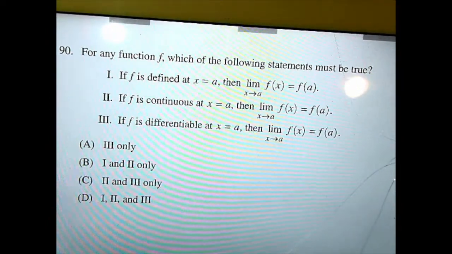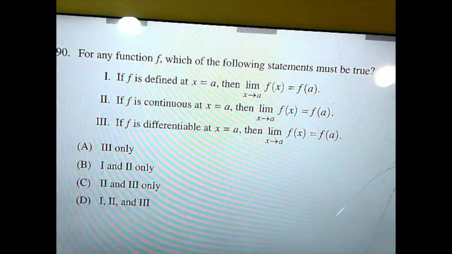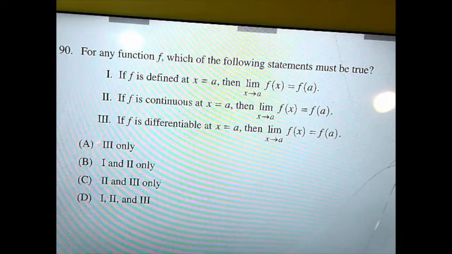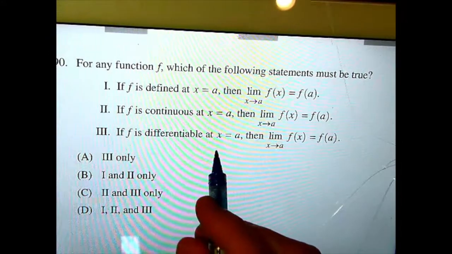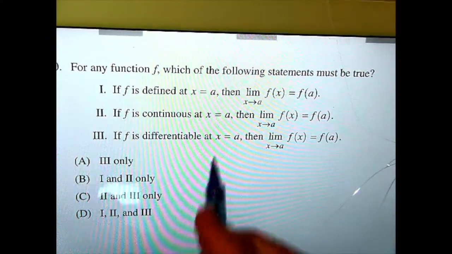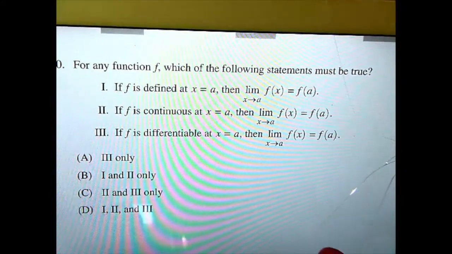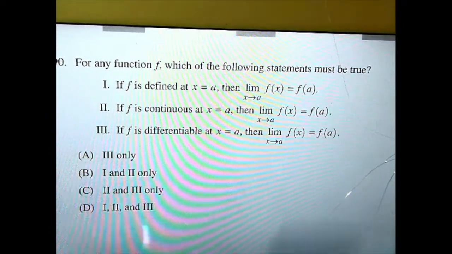The reason why is you might remember that differentiability implies continuity. If a function is differentiable at a point, then it is automatically continuous at the point. So if this function is differentiable at a, it is therefore continuous at a, which means this condition must hold, because again, that's what it means to be continuous. So it's both statements 2 and 3, so that would be choice C.